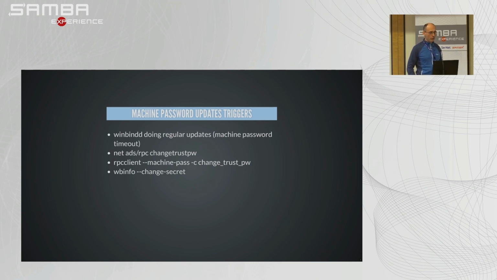There is some overview of commands that can trigger the password update. First of them is Winbind doing the regular update based on the machine password timeout value. Then we have two similar commands, net ads and net rpc change trust PW. This is the way to trigger the password change manually. The same is rpcclient usage, and the last one is the wbinfo change secret command.